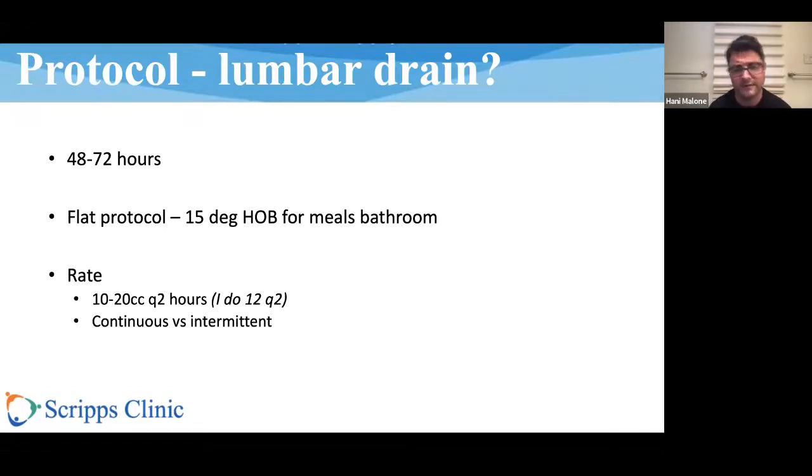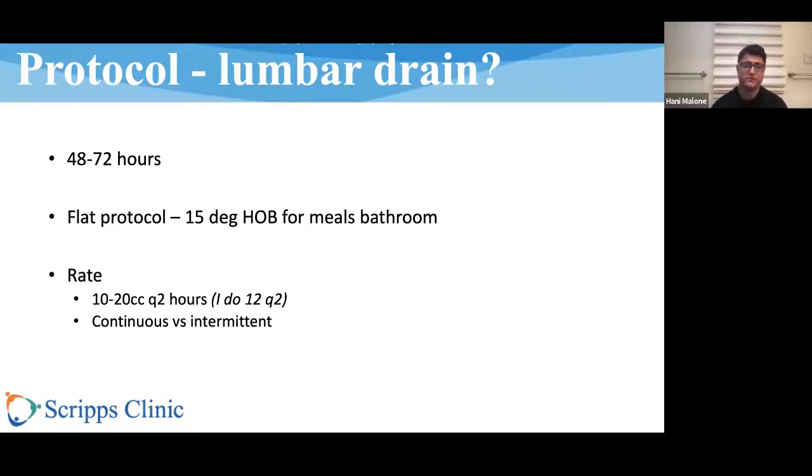And then the rate is variable. There's not a whole lot in the literature. I always did 12 every 2 hours. Some people will say as much as 20. Oftentimes it'll be dictated by what the patient can tolerate. Even at 12 every 2 hours, which is probably on the lower end of what's reported, patients will often get a pretty bad headache. And when that happens, I just will skip a drainage period and say, okay, this next 2 hours, don't drain anything, and then we'll start again. So you can titrate it to what they can tolerate.